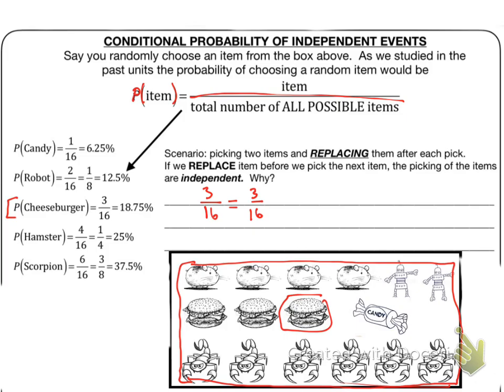Since they're both equal, the odds don't change. You still have a 3 out of 16 chance for picking a cheeseburger because you put it back into the bag. So when it's asking why it's independent, it's because the probability of picking a certain item remains the same after replacing.